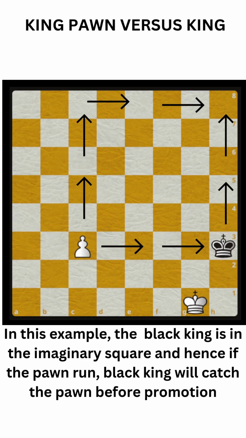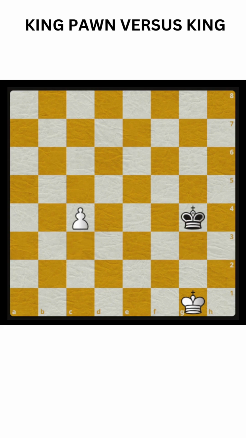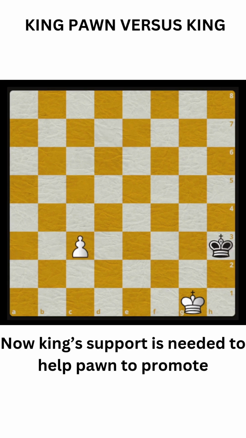In this example, the black king is in the imaginary square, and hence if the pawn runs, the black king will catch the pawn before promotion. Now the king's support is needed to help the pawn to promote.